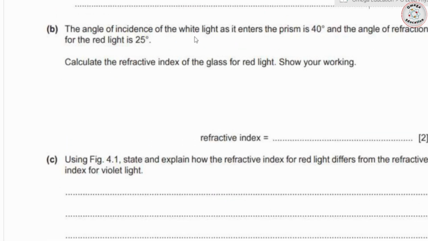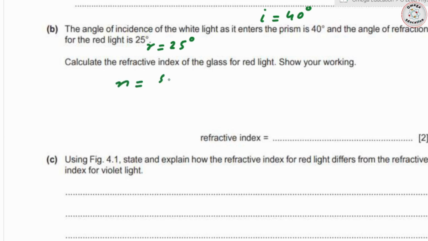The angle of incidence for white light as it enters the prism is 40. The angle of refraction for the red light is 25. Calculate the refractive index of the glass for red light. Show your working. The angle of incidence is the same for everyone because white light is composed of all the colors. So the angle of incidence for the red light is also 40, the angle of refraction is 25, and you have to find the refractive index.